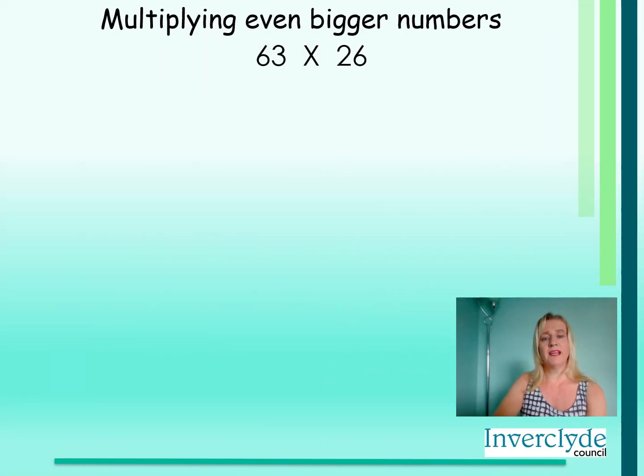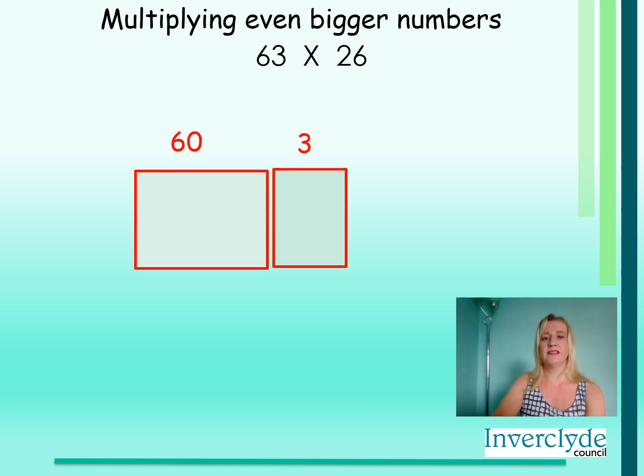Maybe you have been learning how to multiply two-digit numbers by two-digit numbers. We can use the area model to show the multiplication of two digits by two digits. We just need to remember how to partition our numbers, and the area model will help us. We know that 63 is made from 60 and 3, and we know we're going to multiply by 26. Let's partition that too into 20 and 6.